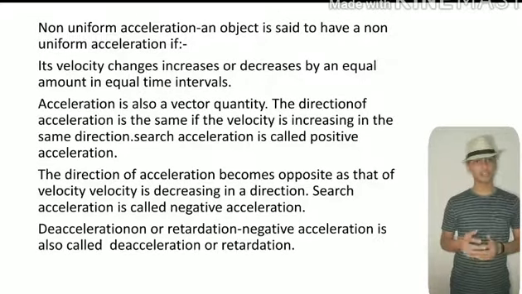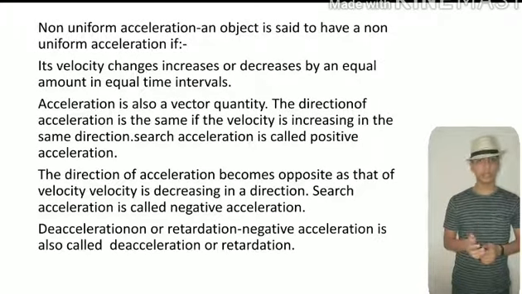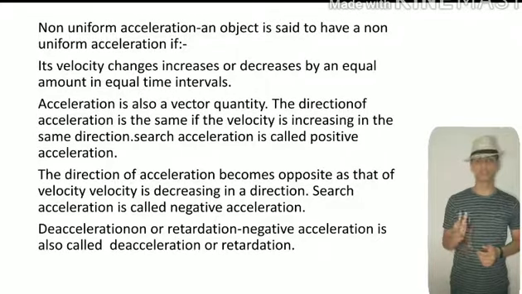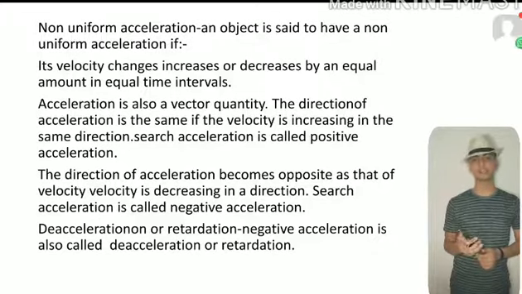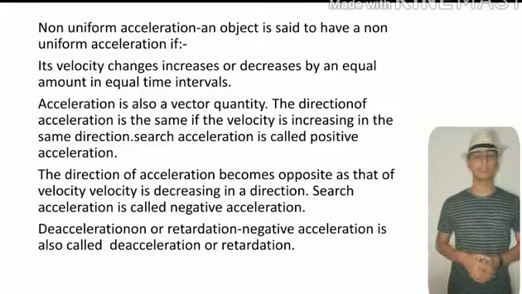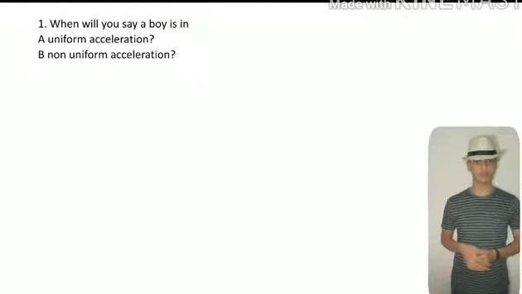If the direction of acceleration becomes opposite to that of velocity, and the velocity is decreasing in direction, such acceleration is called negative acceleration. Knowing about deceleration or retardation: negative acceleration is also called deceleration or retardation. Now, considering a few of the questions on this topic, that is, when will you say a body is in first, uniform acceleration, or second, non-uniform acceleration.